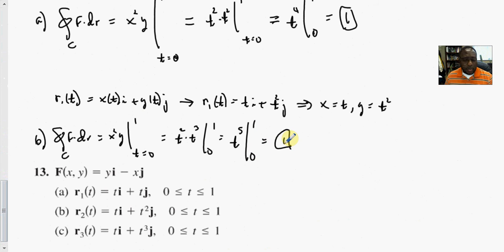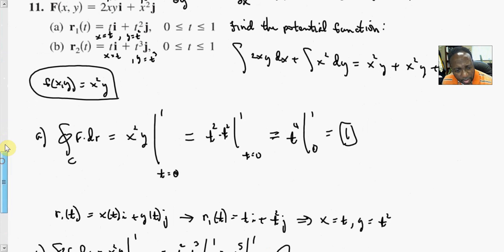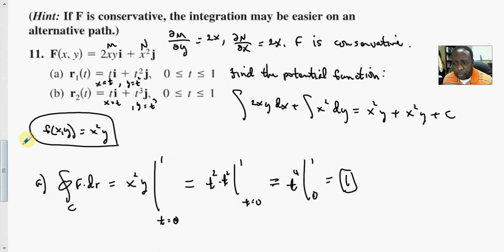If it's independent of path, then it doesn't matter what path you travel along, you're going to get the same value for the line integral. Right? Well, how do you know if it's independent of path? If it's conservative. See, they're all equivalent. And we found that F was conservative.